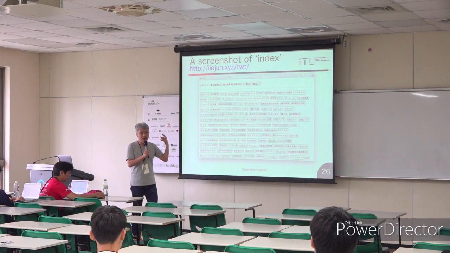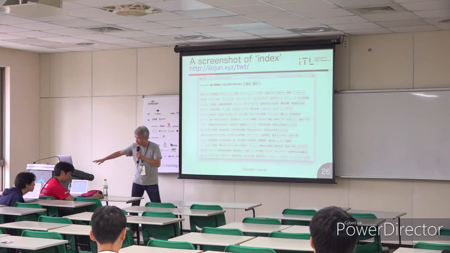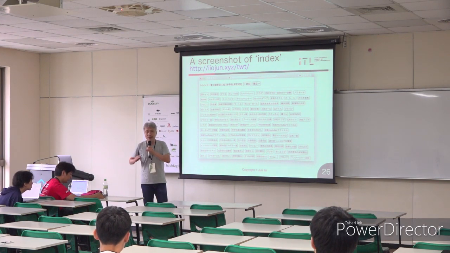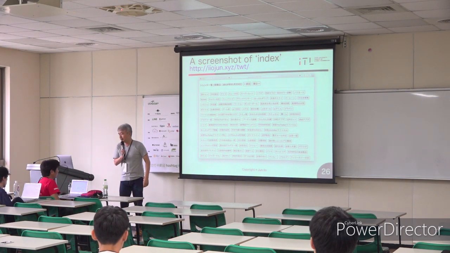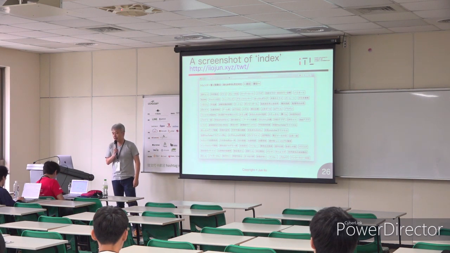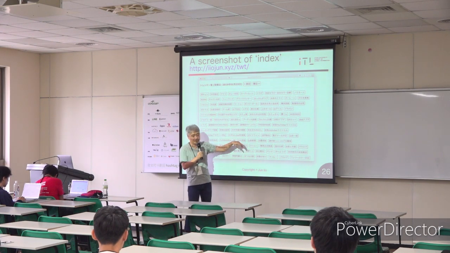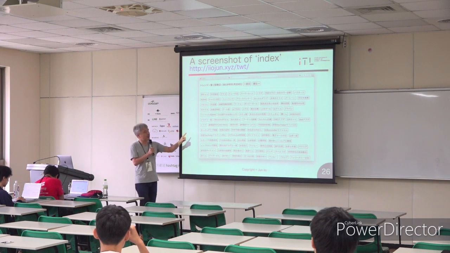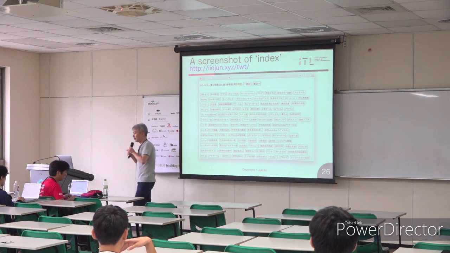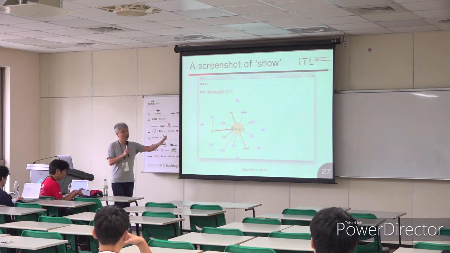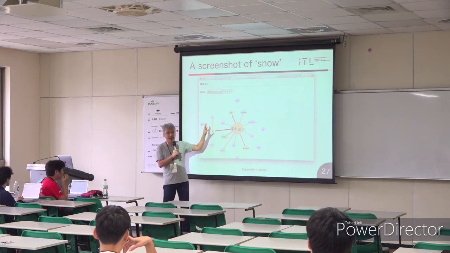Unfortunately, I don't have any network connection right now. If you have a network connection, please access iiojn.xyz/twt. It shows this screen. These words can be clicked, and if you click the words, the result of the co-occurrence network will be shown.